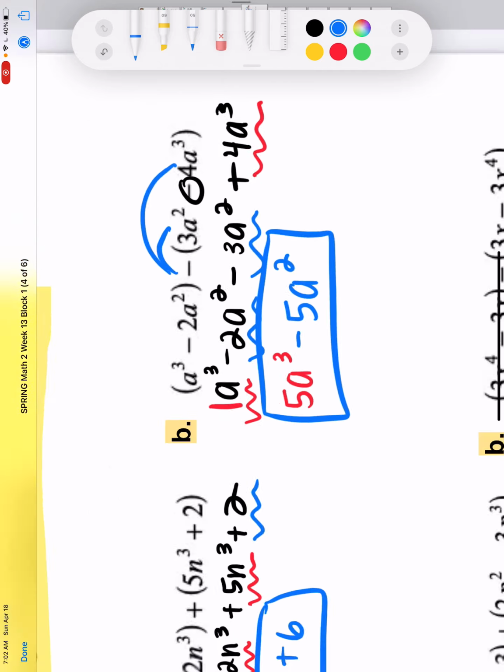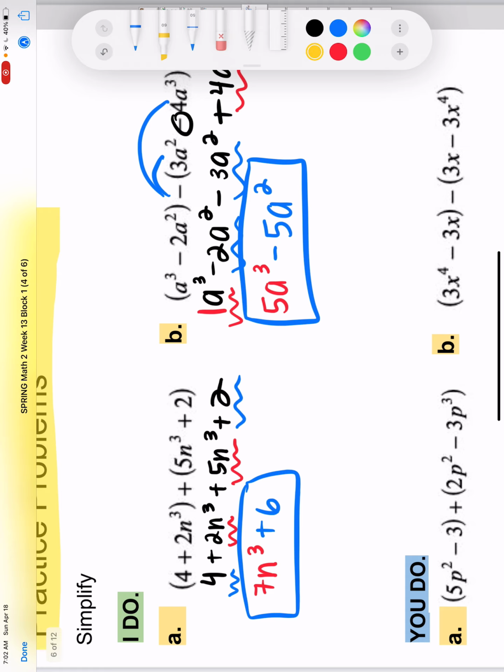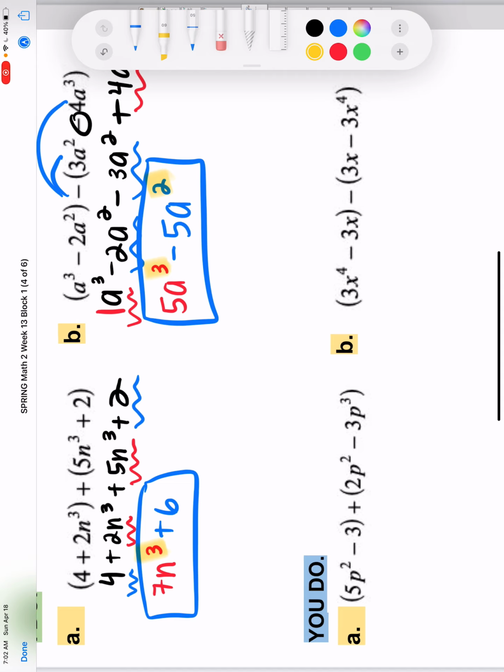Like I said, notice how both of these are in standard form. Standard form is when your highest power is first, and then you write them in descending order. All right, perfect. Let's go ahead and have you guys try the practice problems. So you can go ahead and pause this and try both of those.